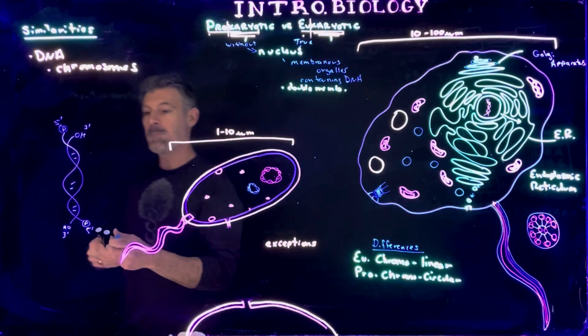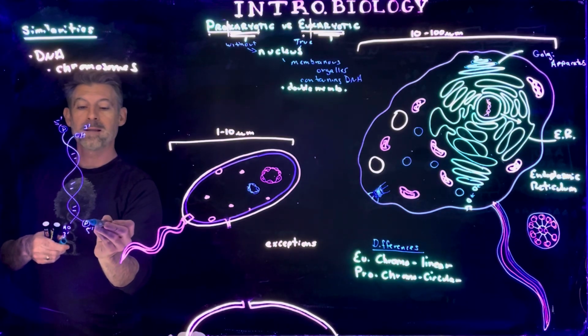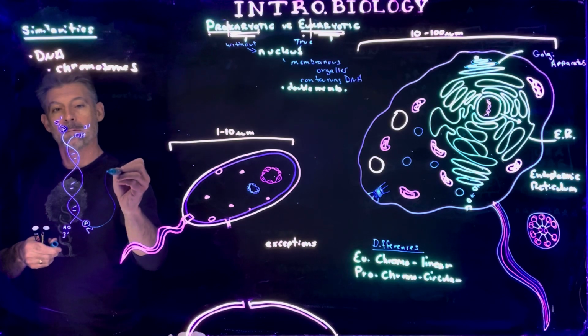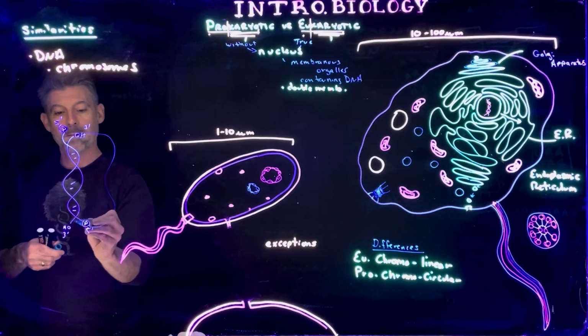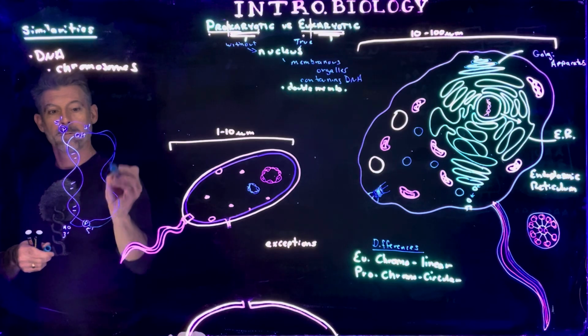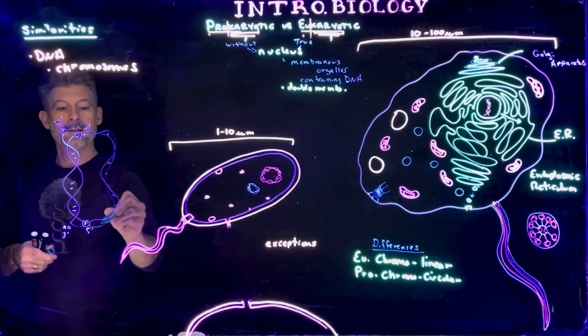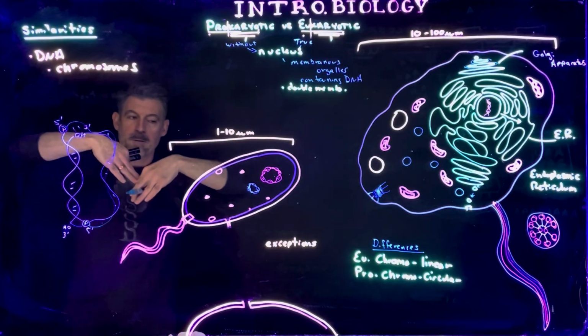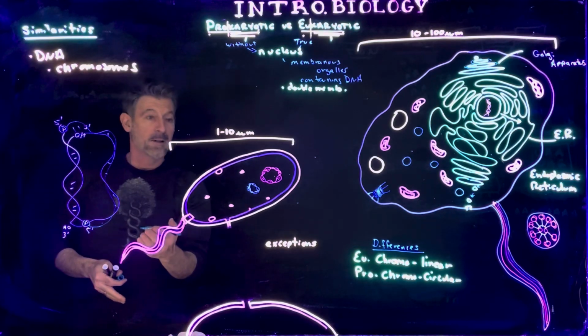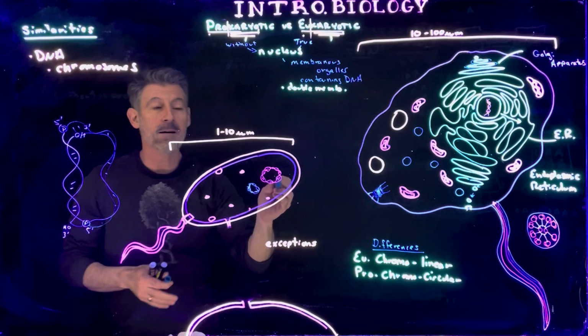What happens in prokaryotes is that these ends join. So the DNA folds onto itself, and the ends are joined together, so it's circular DNA. So that's what we see here.